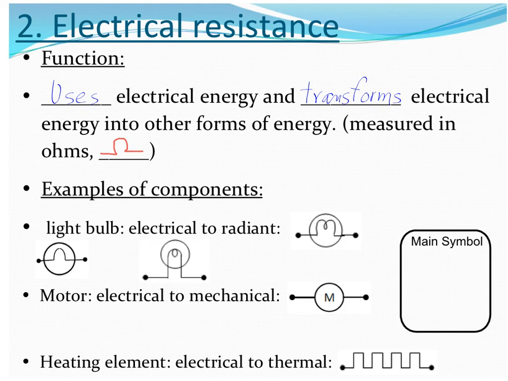So we have light bulbs that can do that, and those are three different symbols that could be used in a circuit to represent a light bulb. A motor would be just a capital M in a circle. Heating element would be a series of bumps on the wire. But the main symbol for a resistance is wire, then zigzag, and wire again.